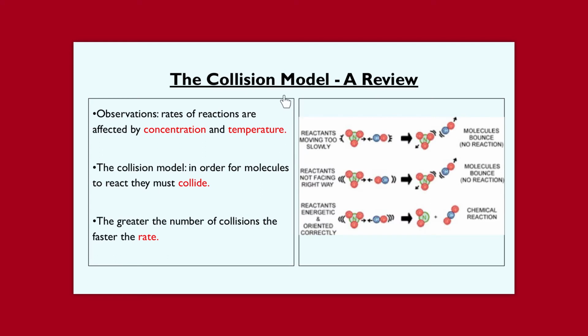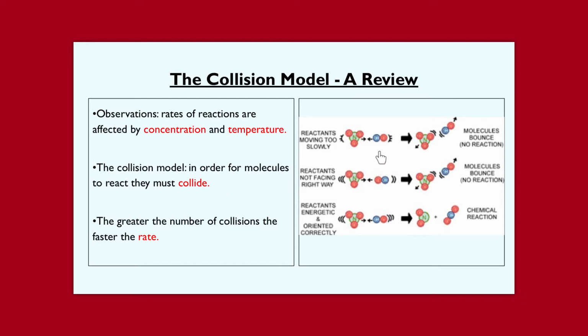This is how we know chemical reactions take place on a molecular level. We know that the rates of reactions are affected by both concentration and temperature, and that's because in order for molecules to react, they have to collide with each other. And they have to do so with the right orientation and the right amount of energy.